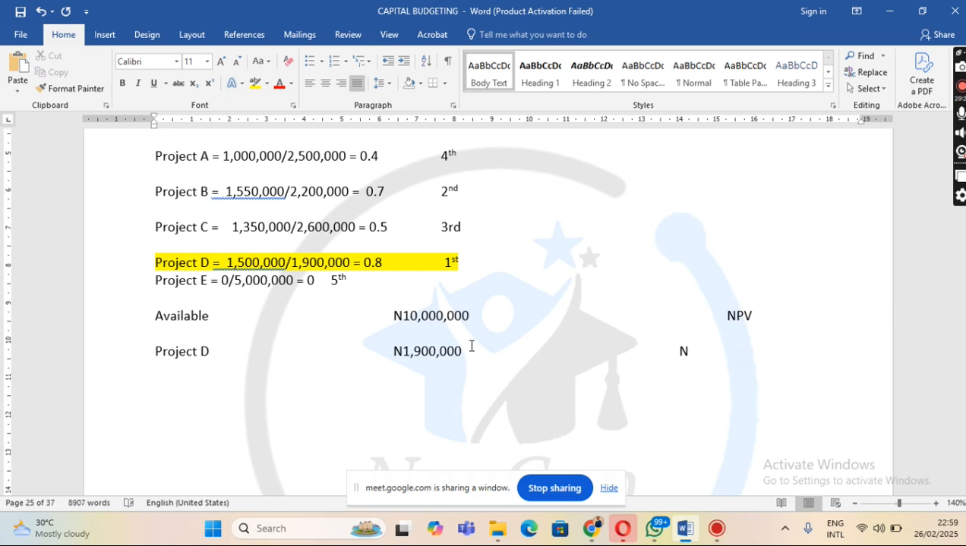Now, what is the NPV for that? The NPV for D is 1.5, class. So what is available now? What is the difference? We can have 8.1. Now, this 8.1 is what is available for A, B, C, and E.